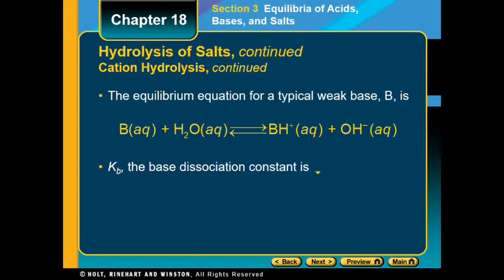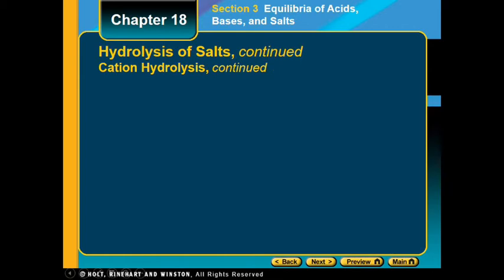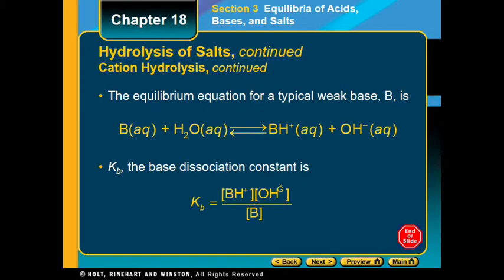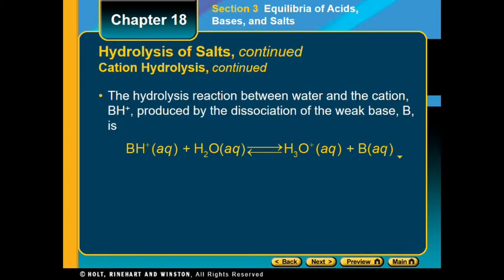The Kb, or the base dissociation constant, would look like this in this particular example. I know that this symbol comes up a couple different times in the slide, not really sure why it does. That right there should be OH minus. So again, OH minus right there. Not really sure where the G is coming from. So if we're looking at the hydrolysis reaction of what just happened, now we're looking at the reverse of it, because the cation produced by the dissociation of the weak base B is listed here. So it's the reverse reaction.